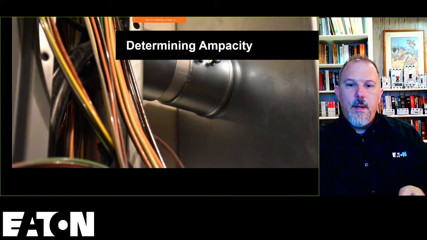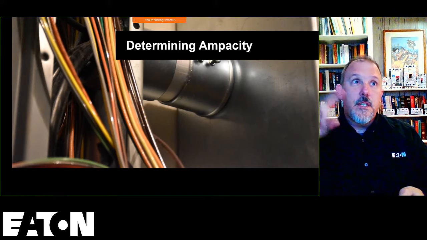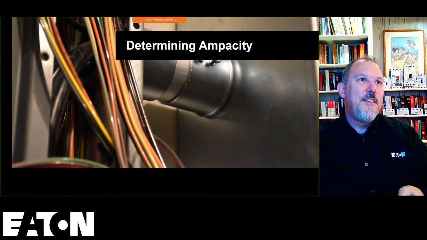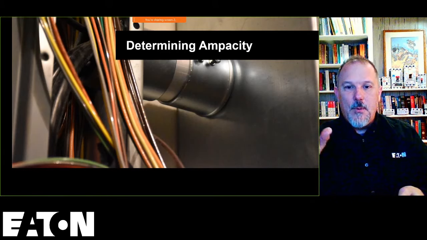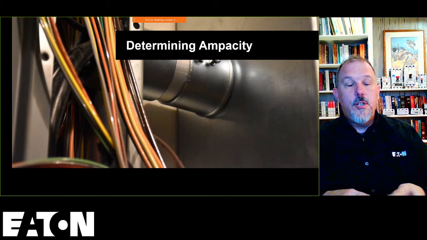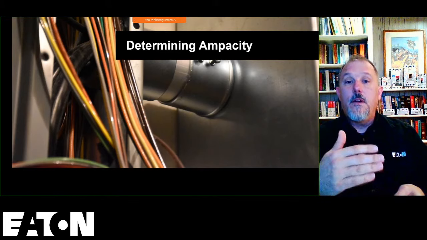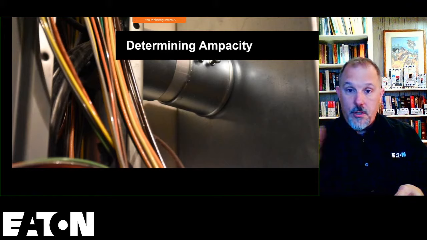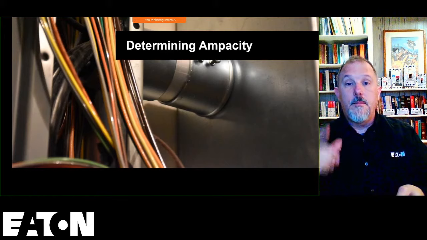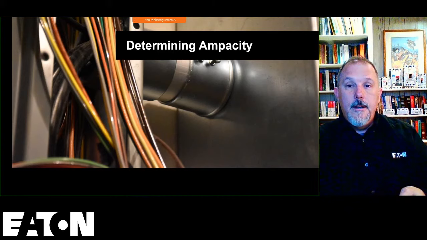THHN, THWN versus THWN-2. I do have a discussion about that in our later example, because if you use THWN-2, which is your 90 degree C insulation, you don't have to follow the 75 degree C columns when you do your derating. You can use the 90 degree C columns, but it's a good point, Ryan.